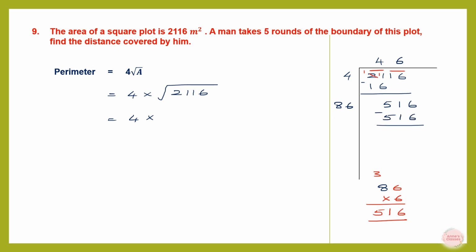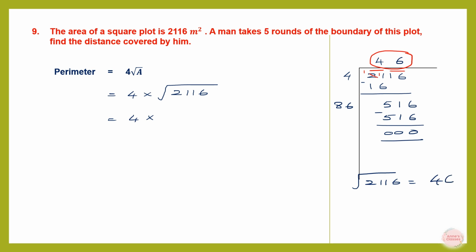86 into 6 is 516, minus 0. So when the remainder is 0, the quotient is your answer. That means the square root of 2116 is 46. Now here we can replace that. Instead of writing square root of 2116, we have found it out to be 46. So let's write 46 here.